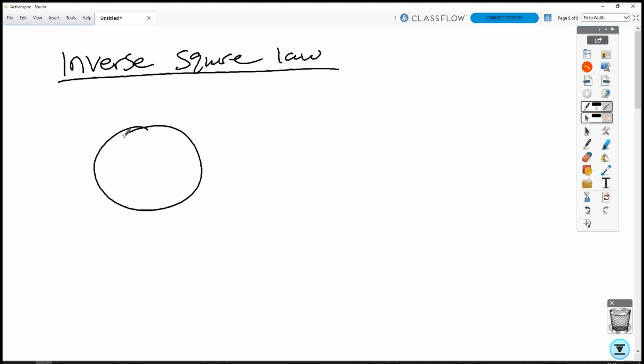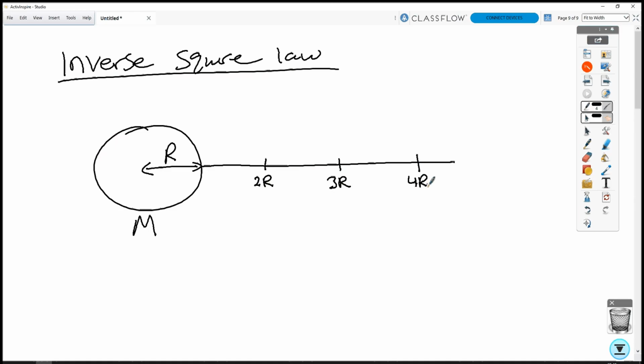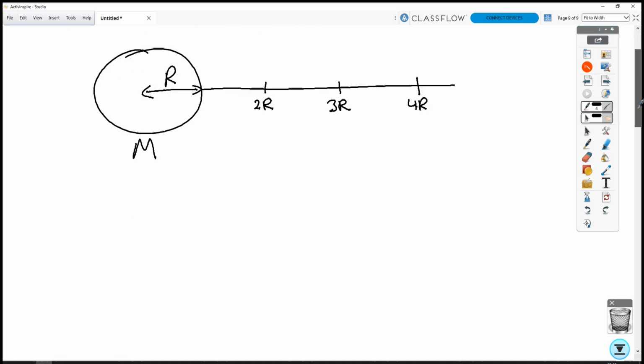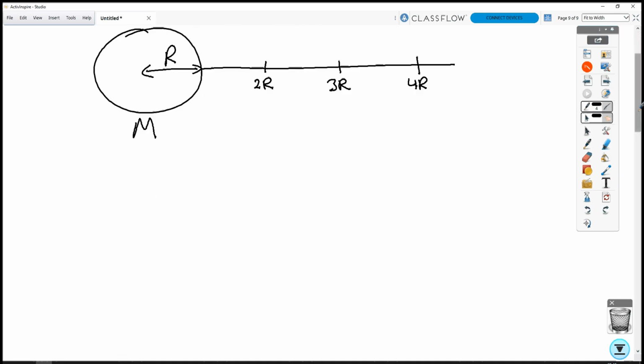So here we have a planet again with mass m. It has a radius of r. And then we sort of do like a line. And we've got values here, which is 2r, 3r, 4r. Now, 1 over r squared appears in both the equations for F and g. So that means that both F and g obey the inverse square law.